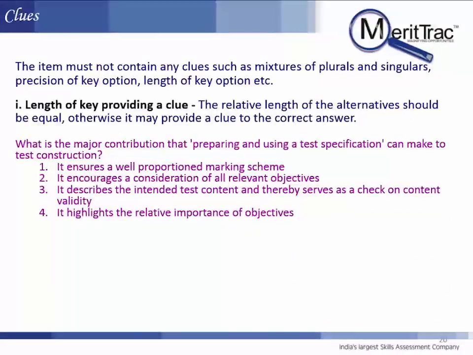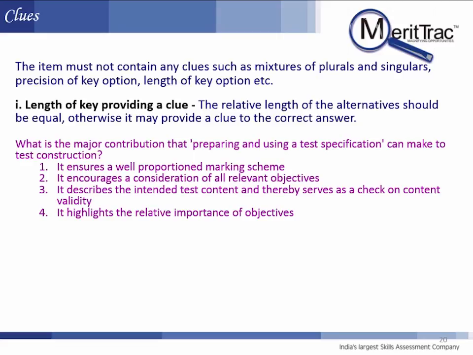Now we are discussing how inadvertently we end up giving certain clues at some point of time. One observation is the relative length of the alternatives should be equal. Otherwise, it may provide a clue to the correct answer. I'll tell you why.